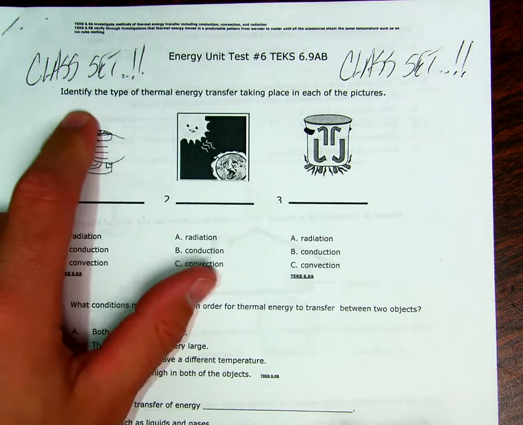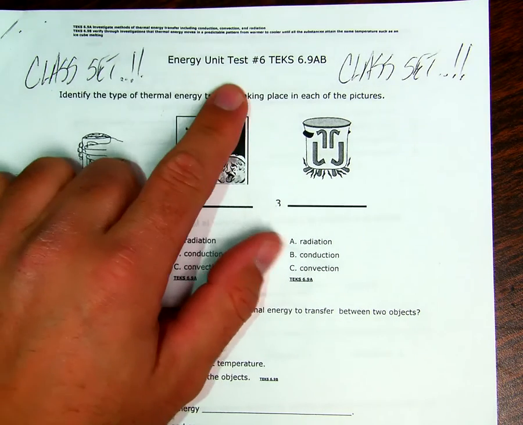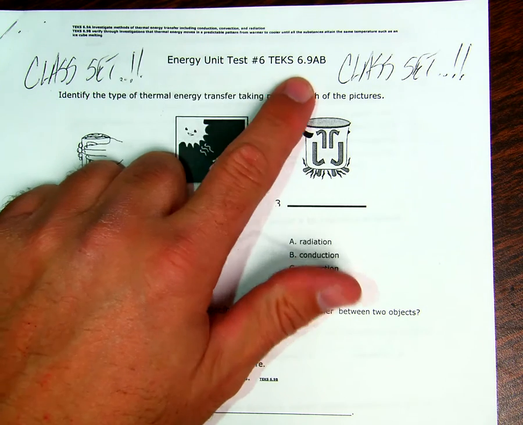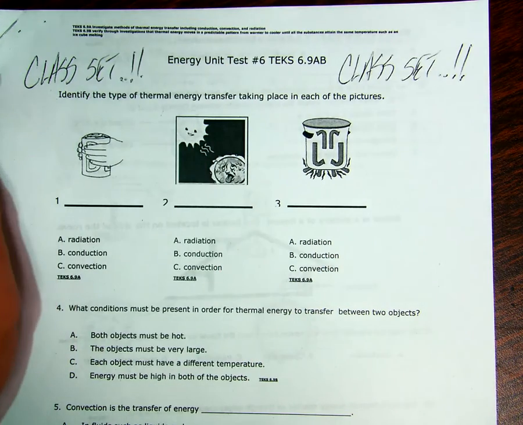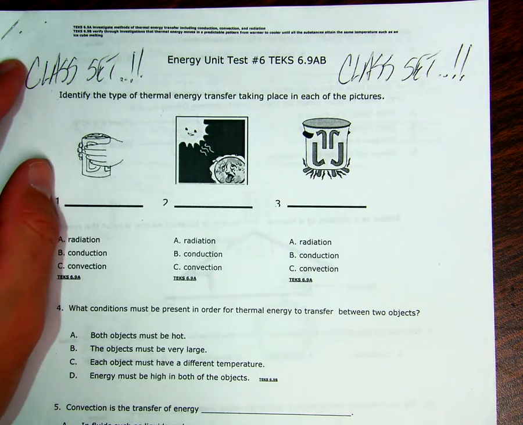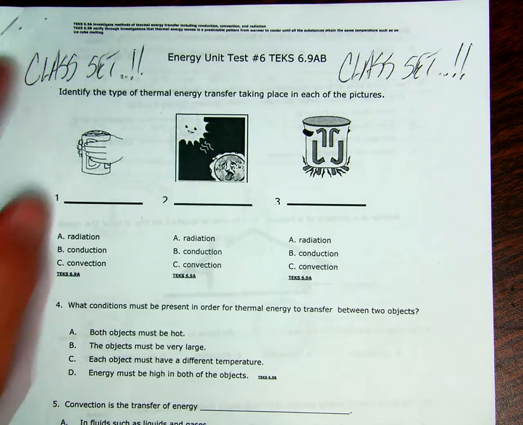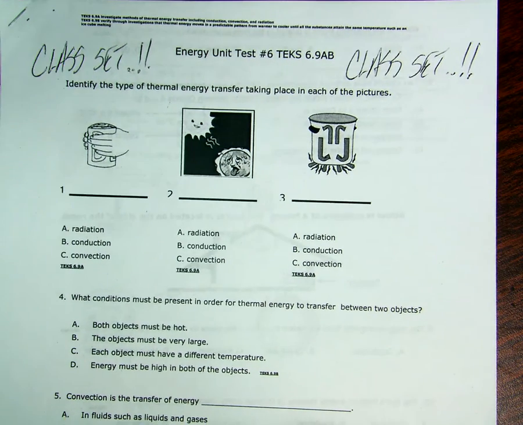All right, so today you're going to be taking the energy unit test number 6. This is TEKS 6.9AB. This specifically talks about thermal energy transfer, conduction, convection, and radiation, as well as the fact that thermal energy always moves from hot to cold. So let's go ahead and get started.